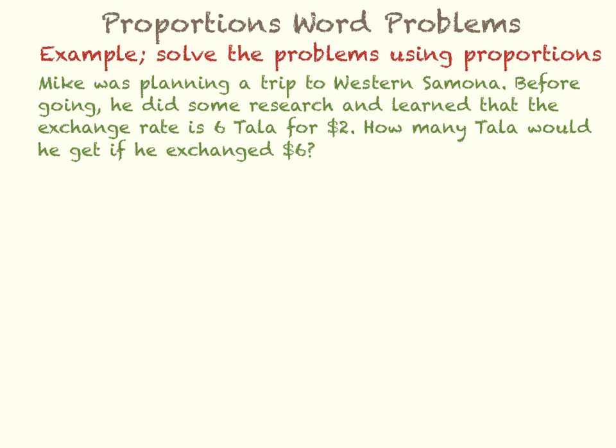Next example, Mike is planning a trip to Western Samoa. Before going, he did some research and learned that the exchange rate is 6 tala for $2. How many tala would he get if he exchanged $6? So, the exchange rate is going to be one of my proportions. 6 tala for $2 is going to be equal to how many tala for $6?